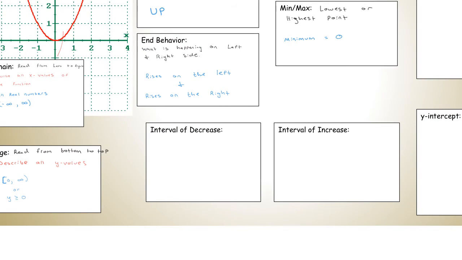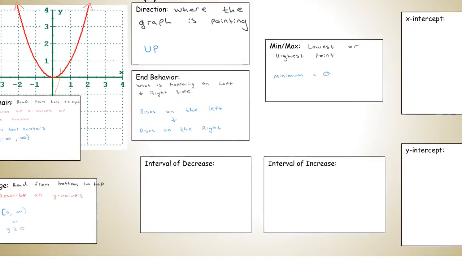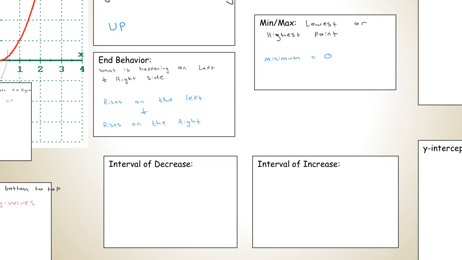The next two are intervals of increase and decrease. We are going to read this from left to right again, okay? And we want to describe when it's going up and when it's going down, okay?